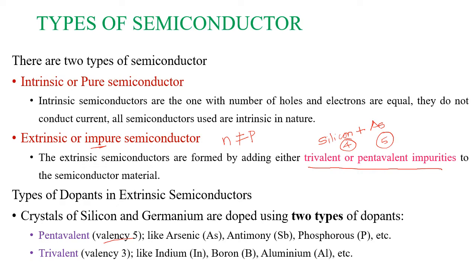All right. Similarly, when you add silicon plus boron, silicon has 4 valence electrons and boron has 3 valence electrons. So again, both of them are not similar, and because of that we can say it is an extrinsic semiconductor.